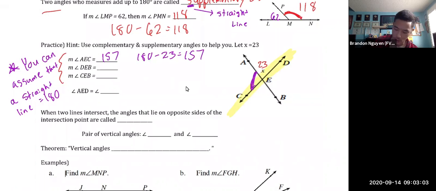What about angle DEB? So I'm trying to find angle DEB. I'll be using this right here. Okay, angle DEB, it's gonna be the same math actually. Wow. 180 minus 23, same thing.